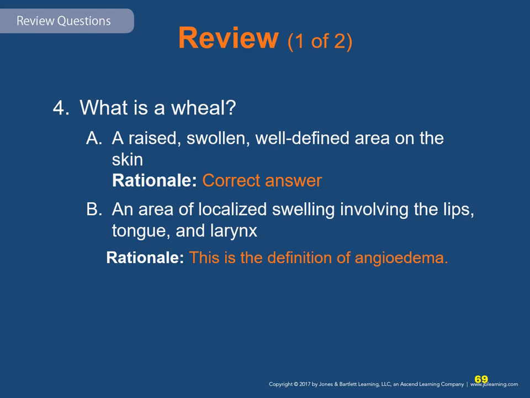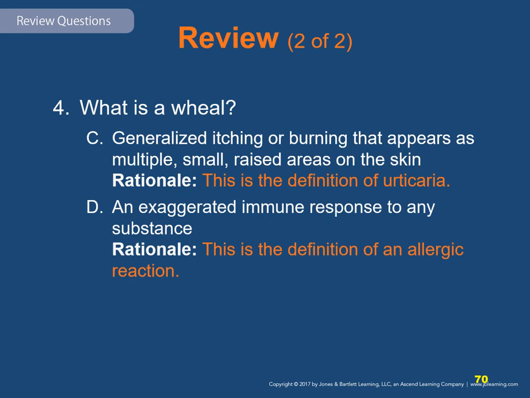Let's look at the incorrect answers. Obviously, A is the correct answer. A raised, swollen, well-defined area on the skin. B, an area of localized swelling involving the lips, tongue, and larynx. That's actually the definition of angioedema. That's not a wheal. C, generalized itching or burning that appears as multiple small raised areas on the skin. That's the definition of urticaria, not a wheal. D, an exaggerated immune response to any substance. This is the definition of an allergic reaction. It's not a wheal.